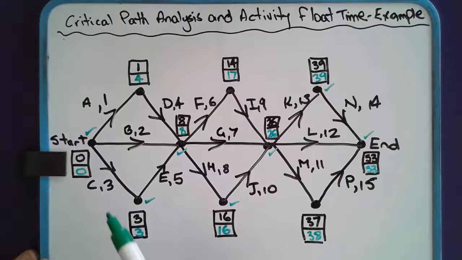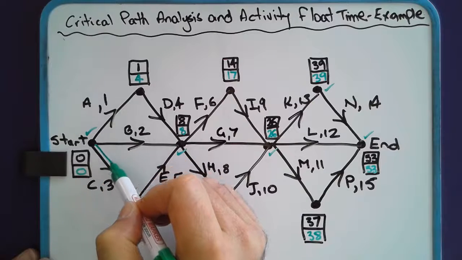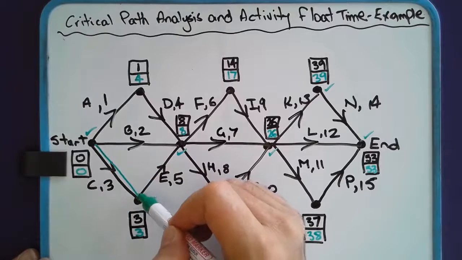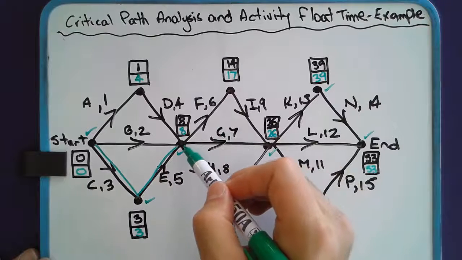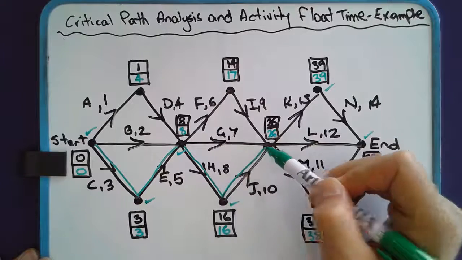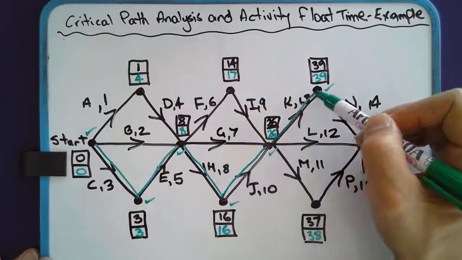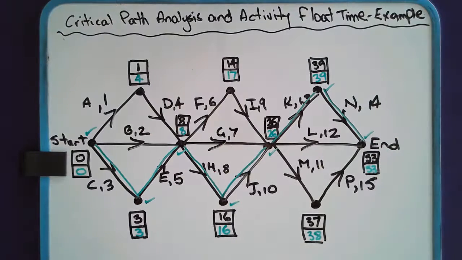So drawing in the critical path, where I've ticked the vertices, we can just draw in the critical path. I'm just going to draw it in green. So like that, and up to this vertex there, and down to this vertex here. So there's the critical path there.